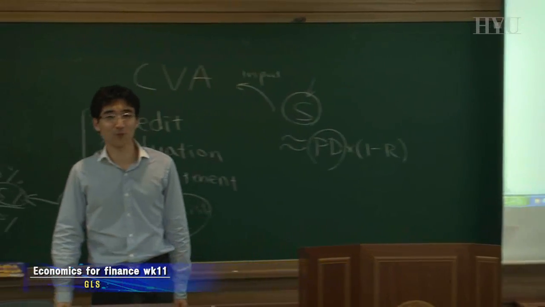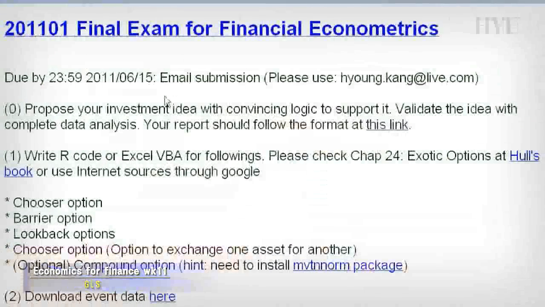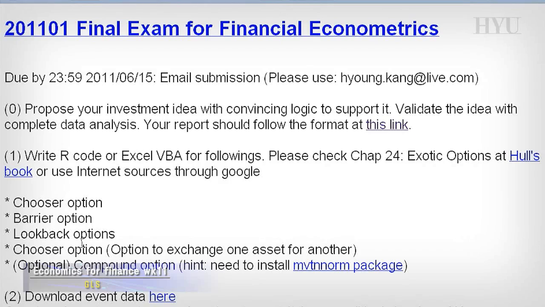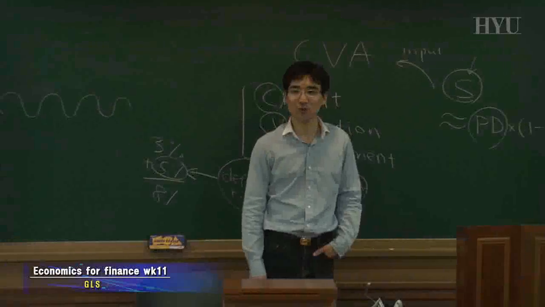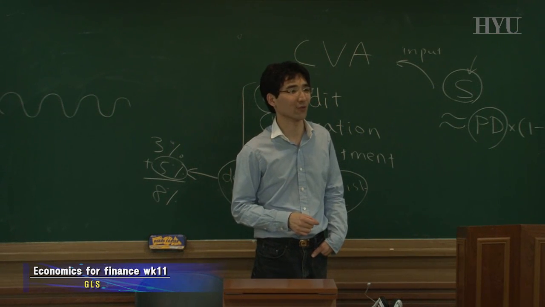So it is question number 1 of your final exam. Actually question number 0. Okay. Now question number 1 is write R code. Basically you have to check the Hull book at chapter 12.4. Then there are formulas for chooser option, barrier option, and lookback option. So in the book there are formulas. All you have to do is implement those formulas through R. That shouldn't be difficult, right?